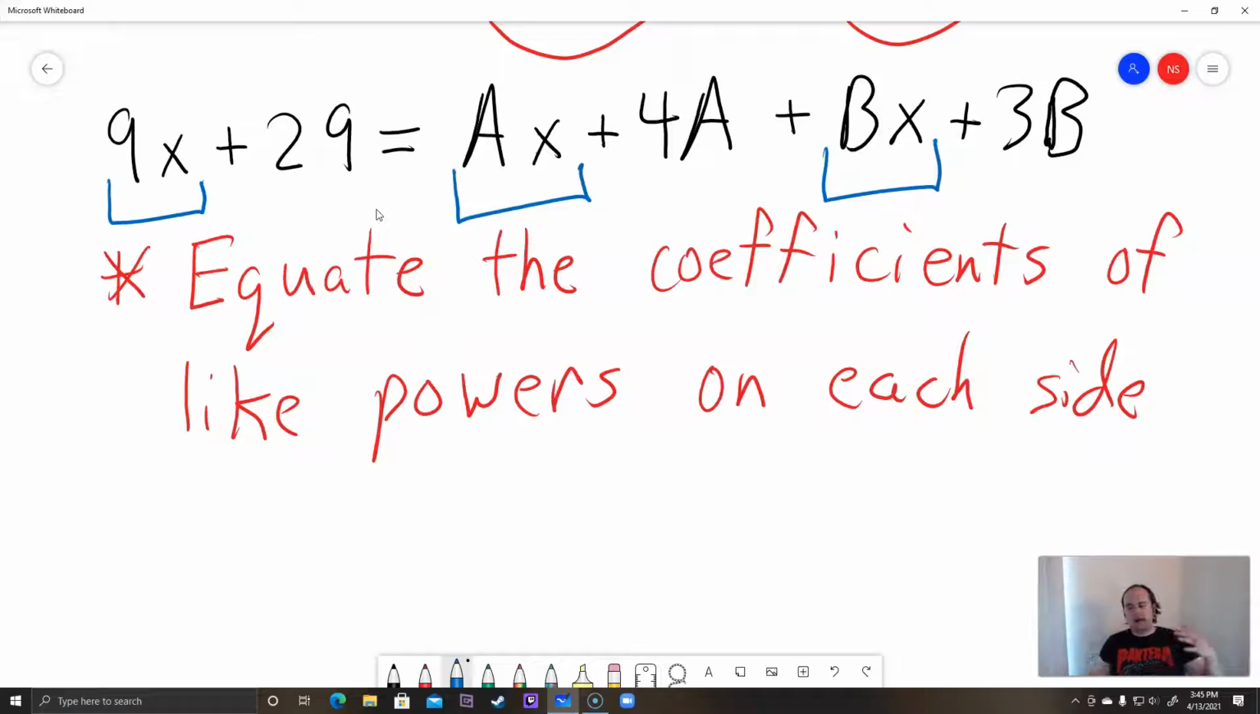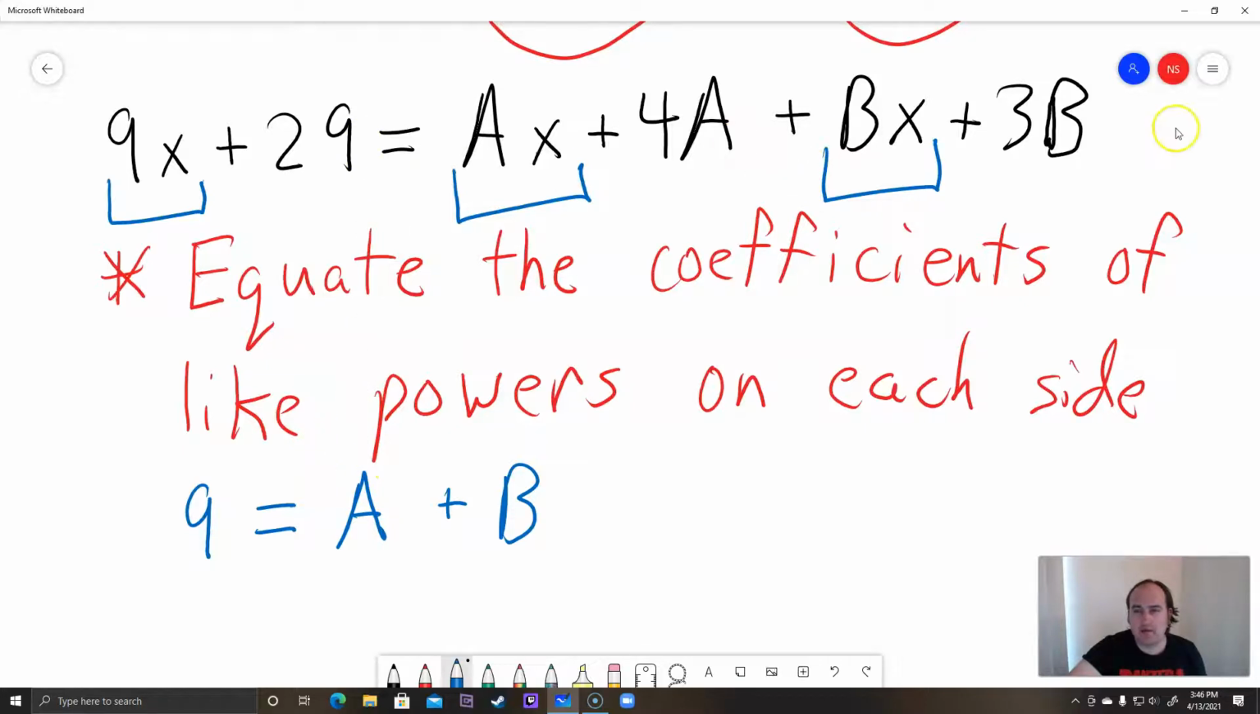I highlighted them in blue. Just equating the coefficients, not the actual x's, we're going to get an equation. So on the left side we have 9, and then on the right side we have a plus b. So we have 9 equals a plus b. See what I did there? I just highlighted the powers that were just x, which is x to the 1. Those are the coefficients of the like powers.